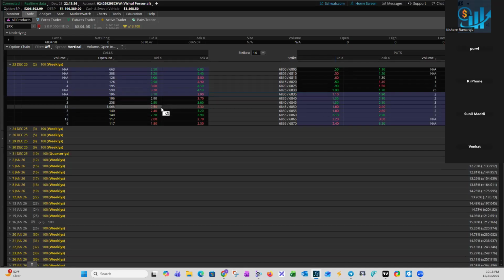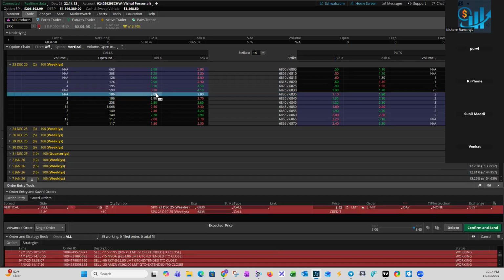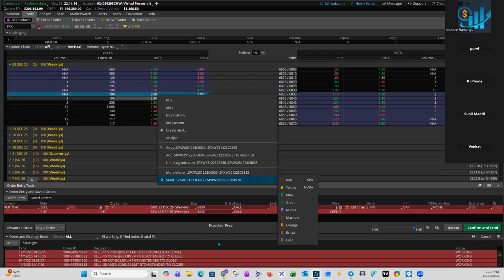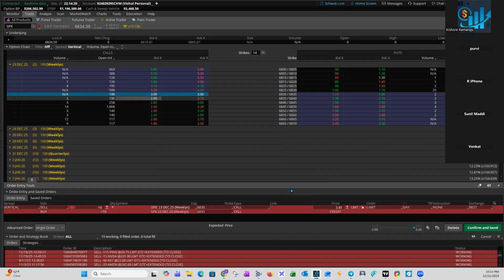You go to that 68, 30, 35 row and the bid column. There you right click and select sell. So here you can see that you are selling the 68.30 call and buying the 35 call.